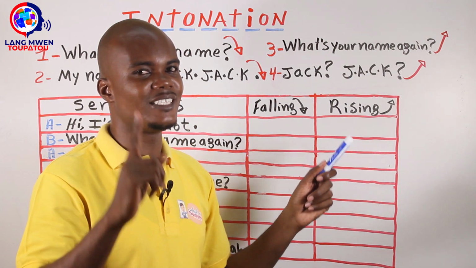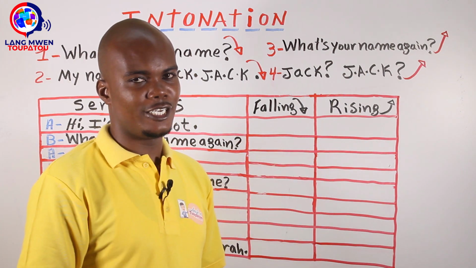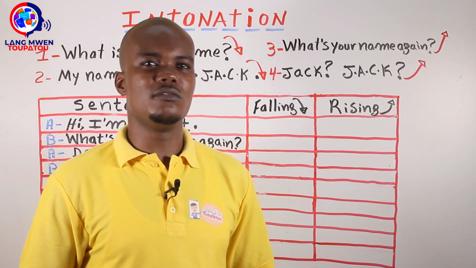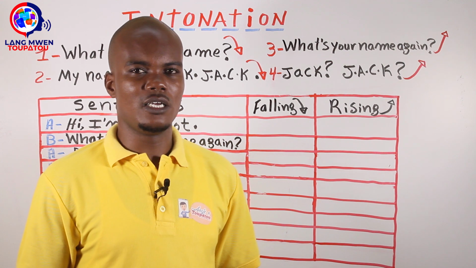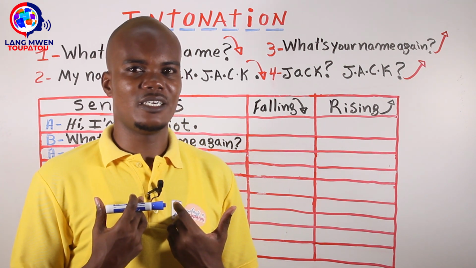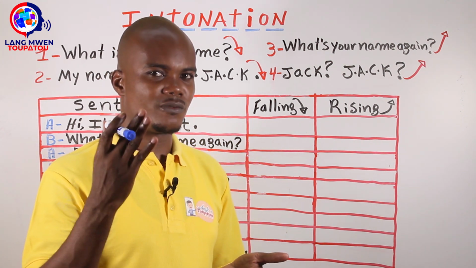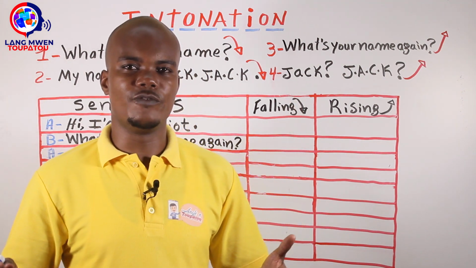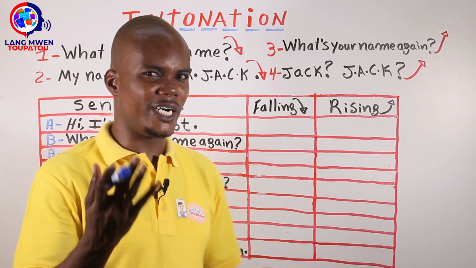G-A-C-K? It's a rising intonation. Good. When you have a question using do to form the question, like, do you know me? It's a rising intonation. And when you invert the subject with auxiliary verbs, like, are you American?